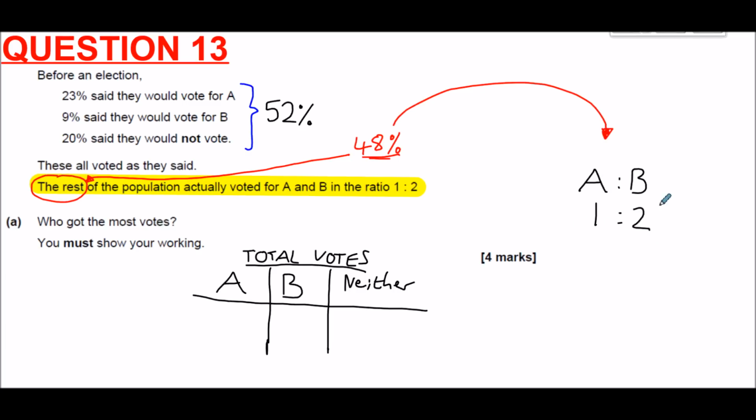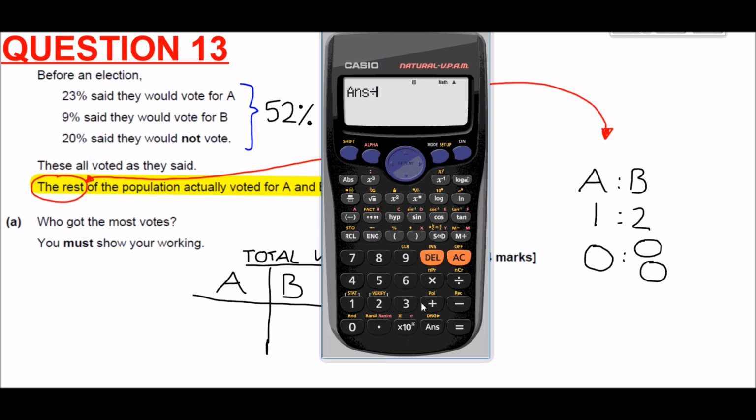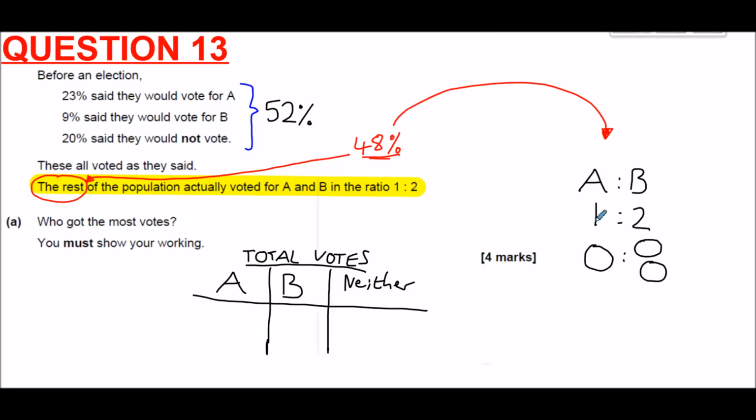So this is a fairly standard ratio question. Now we're splitting this percentage into a ratio 1 to 2. So one lot for A, two lots for B. That's a total of 3 different shares, 3 different pieces. So we're splitting 48% into 3 pieces. So we could do 48 divided by 3 now, which is 16. So that tells us that each share is worth 16%.